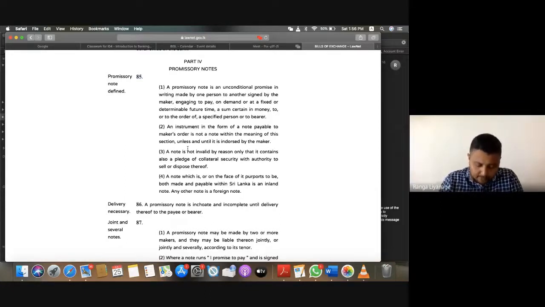What can you gather from these two sections, 85 and 86, right? Where a note is payable on demand, it must be presented for payment within reasonable time. These are other requirements of pro notes. Where it is payable at a particular place, it must be presented for the payment there, so on and so forth, right?